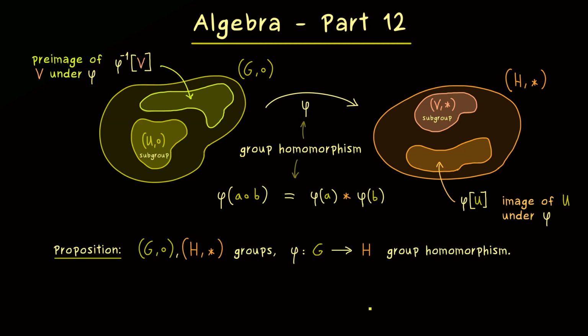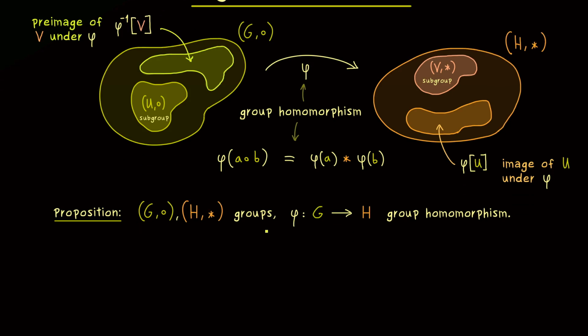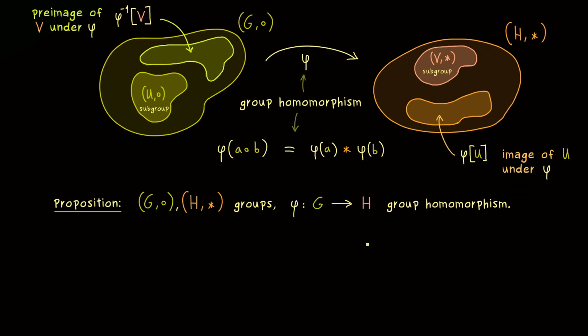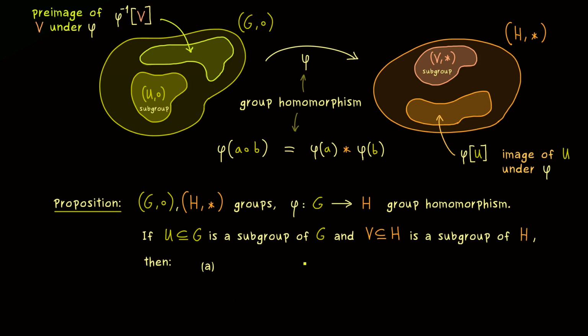The overall assumption we see in this picture, so we need two groups and a group homomorphism phi. And then we can look at a subgroup U on the left hand side and at a subgroup V on the right hand side. And then we have the following two results. Namely, the image of U is a subgroup of H and the pre-image of V is a subgroup in G. So this is a general result. A homomorphism always translates subgroups to subgroups.